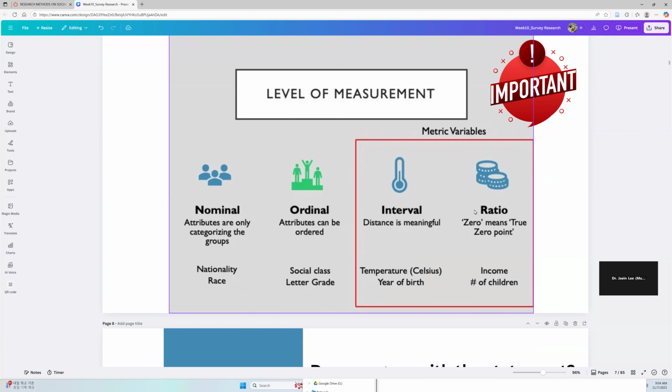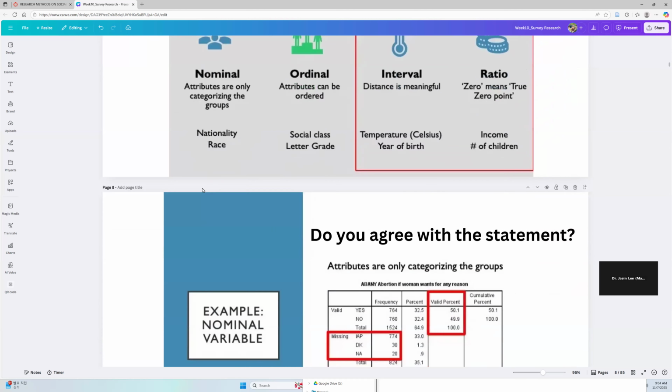Let's ignore whether we divide as interval or ratio, because in social science it's very hard to find the interval variable. So we are focusing on the continuous variable in survey research, the ordinal variable and the nominal variable.